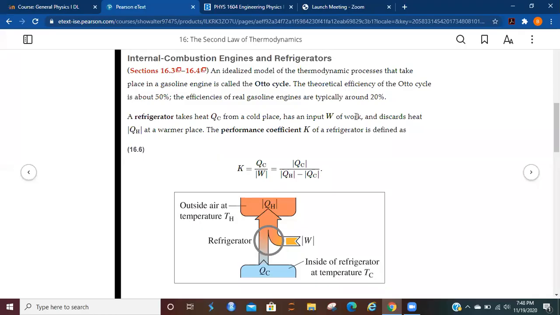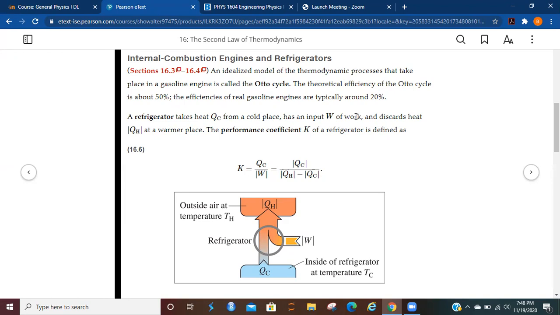This lecture is going to be over sections 16.3 and 16.4. We're going to be looking at internal combustion engines and refrigerators. An idealized model of the thermodynamic processes that take place in a gasoline engine is called the Otto cycle. The theoretical efficiency of the Otto cycle is about 50%. If you look at the efficiencies of real gasoline engines, you're typically looking at around 20%.